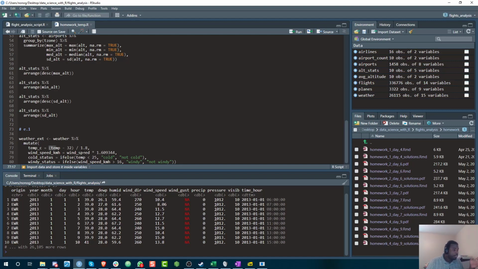Romina, standard deviation and variance are basically the same. They tell you the same thing. Actually, the standard deviation is the square root of the variance.